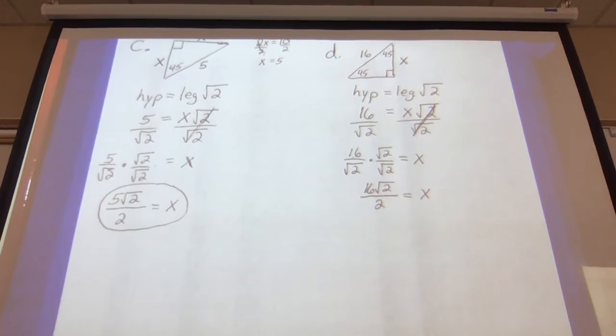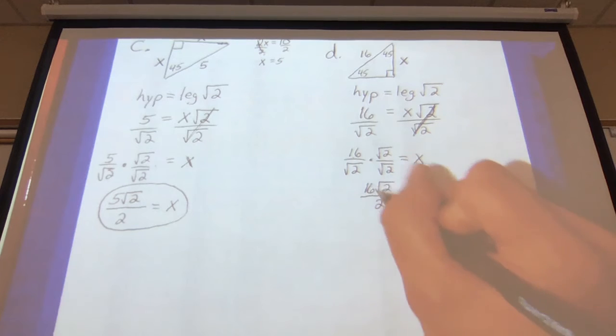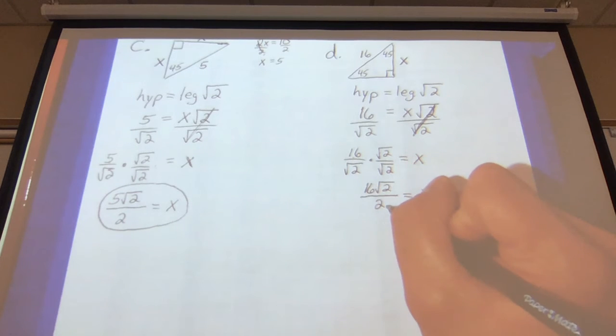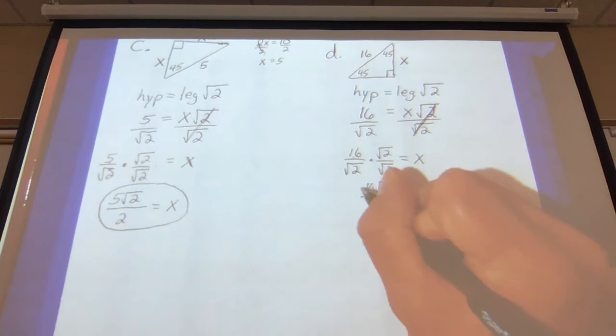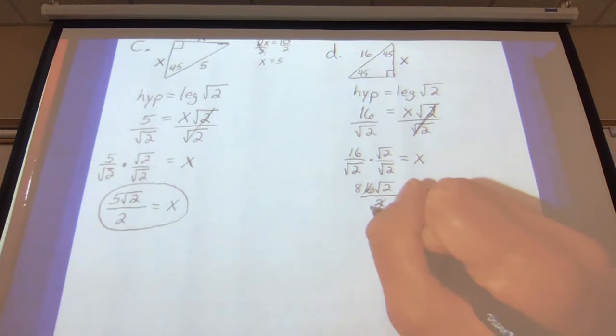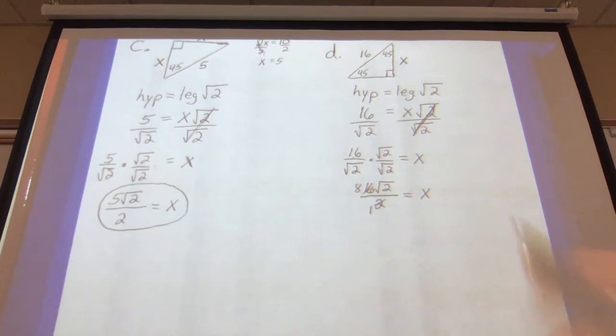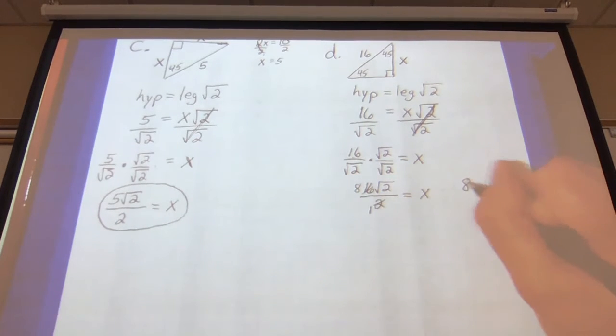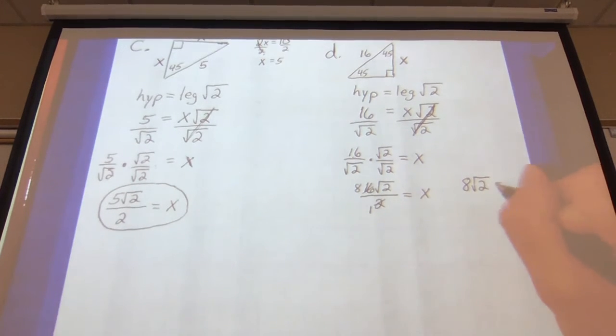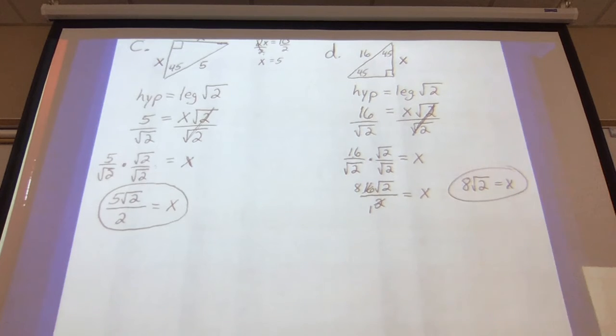What can they both be divided by? No, 16 and 2. What can they both be divided by? 2. 16 divided by 2 is 8. 2 divided by 2 is 1. So if you want to put this in simplest radical form, it's going to be 8 times the square root of 2 equals x.